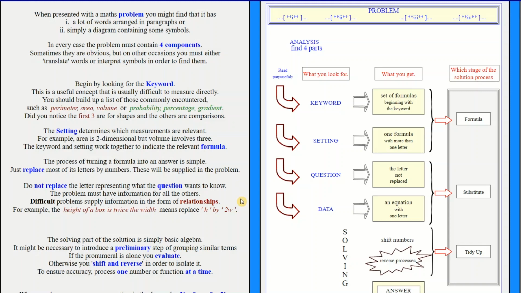Difficult problems supply information in the form of a relationship. For example, the height of a box is twice the width. That means you will replace the h in the formula you're working with by 2w. And hopefully the problem has given you a numerical value for w.